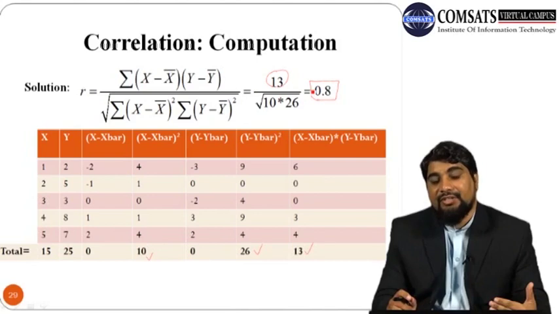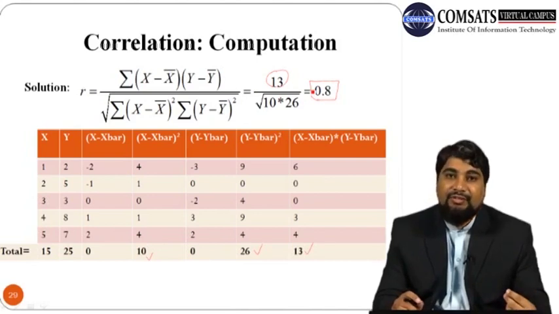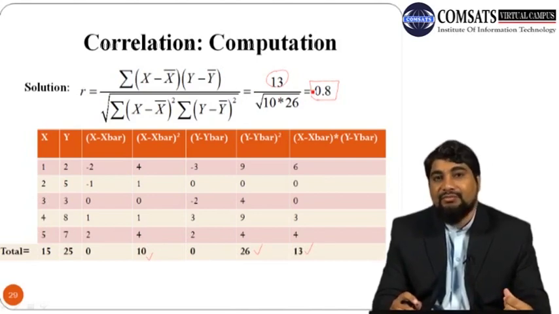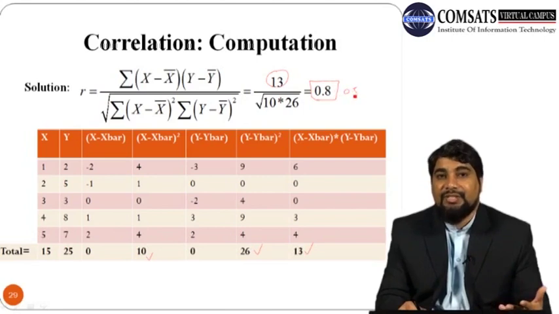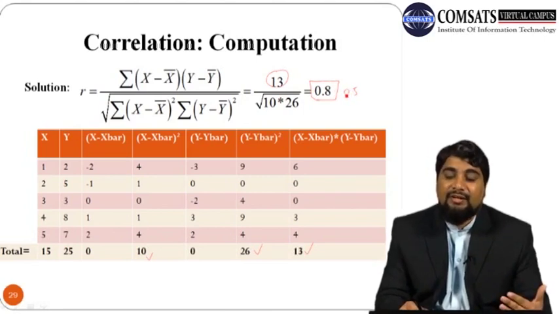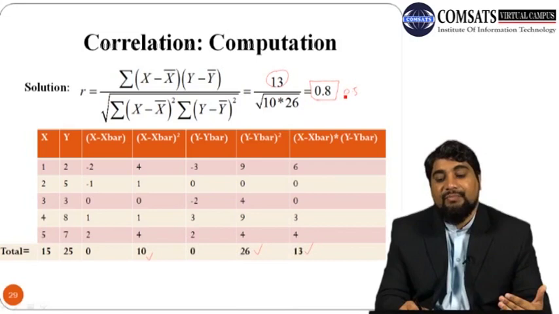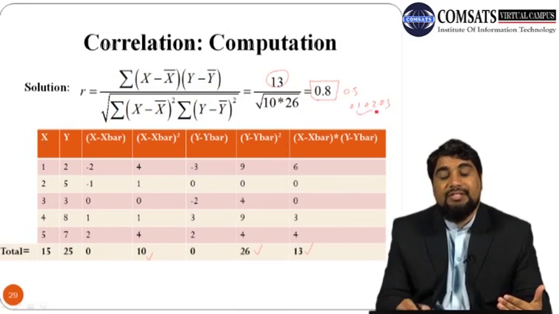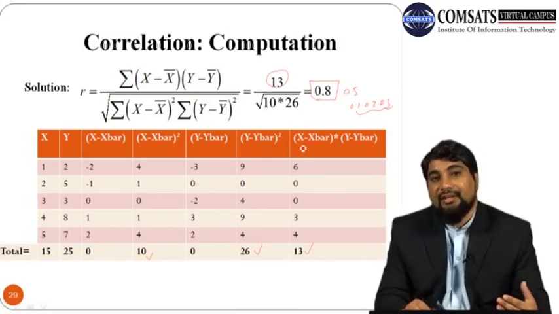Since the value of correlation is 0.8, which is very close to plus 1, we say that there is a comparatively high level of correlation. And suppose the calculated value is around 0.5 or 0.4 or 0.6, then we say that there is a moderate correlation. And if it is 0.1 or 0.2 or 0.3, then we say that the correlation is relatively low.